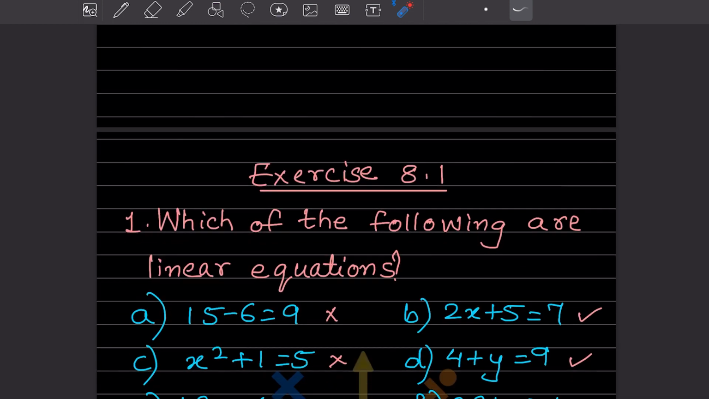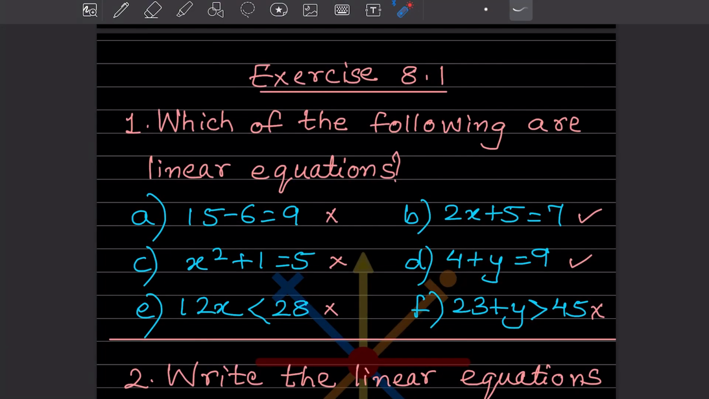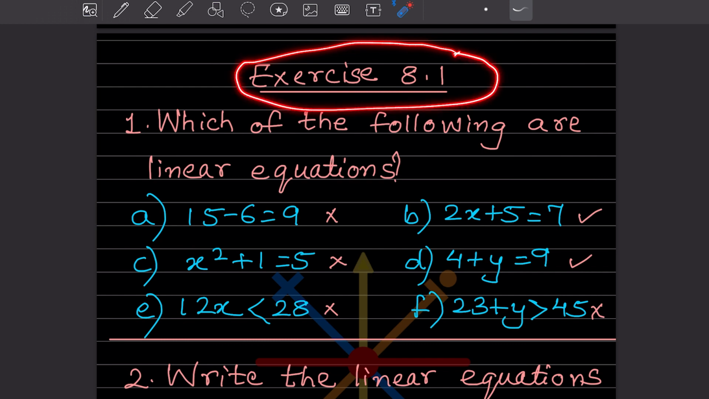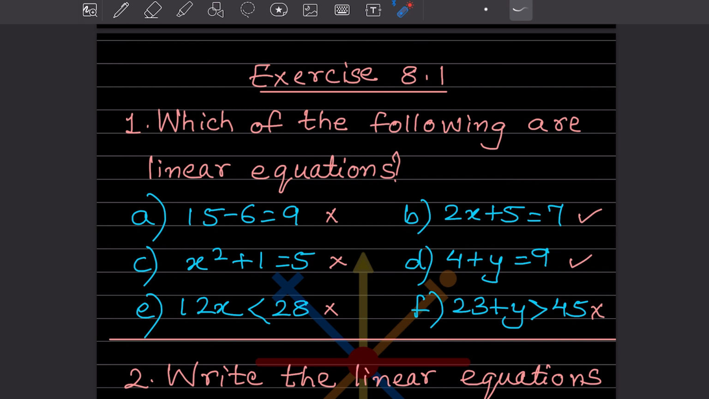Now let us go to the exercise. This is exercise 8.1 in your book. The linear equation concepts are not only for this maths book; whoever wants help with linear equations can follow the same and just look at this video, and the concepts will be clear. Because I'm using the questions from this book, I have mentioned the exercise and everything here.